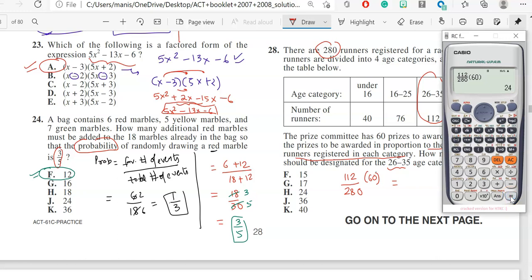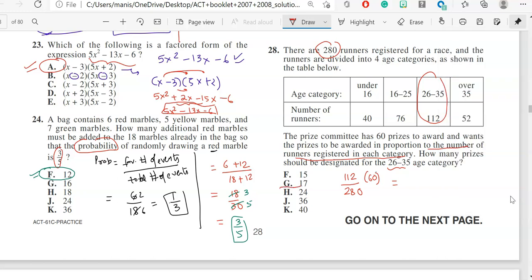So our answer was 24. As you can see, 24 is the answer over here. So the correct answer choice is H for this problem. H, 24 is correct. This means 24 prizes should be designated for the 26 to 35 age category.